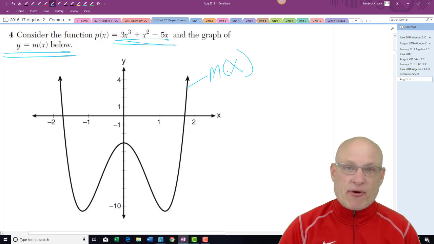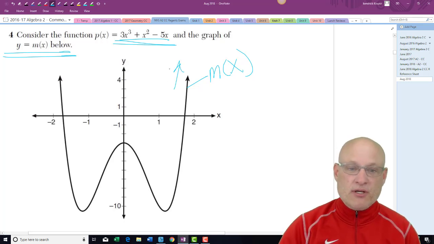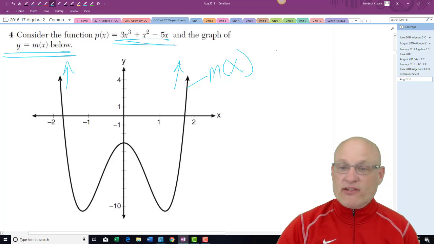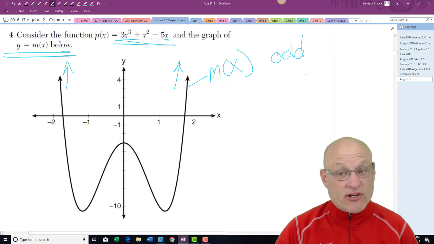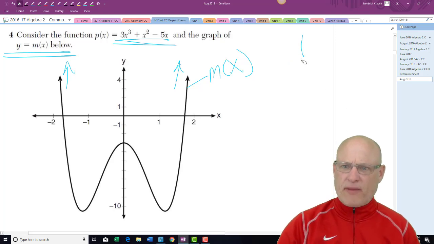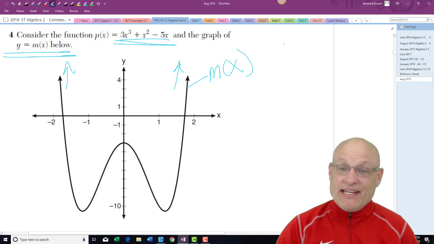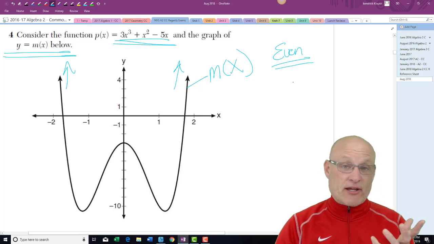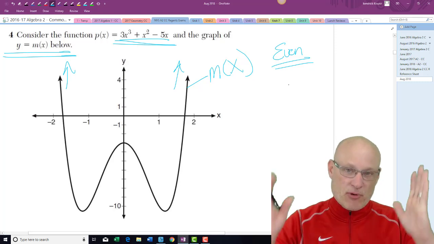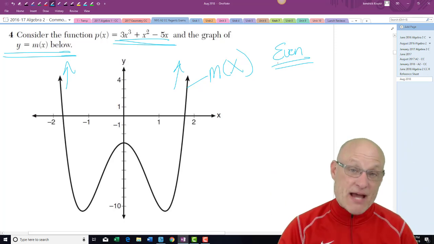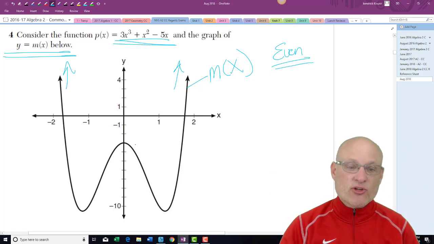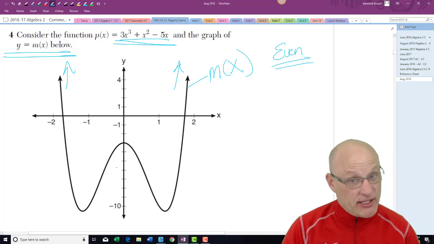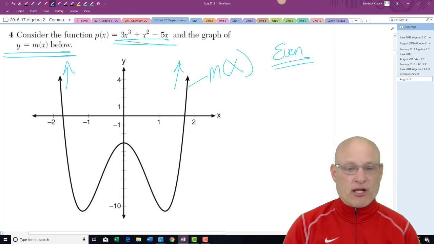Now, let's talk about m of x for a second. Do you notice that it's going up in both directions? That means it's an even degree function. Doesn't mean it's an even function. It means an even degree. Now, in order for you to be able to test, by the way, if it's an even function, they've got to be both pointing in the same direction, and it has to be symmetric with respect to the y-axis. So this appears to be an even degree polynomial.